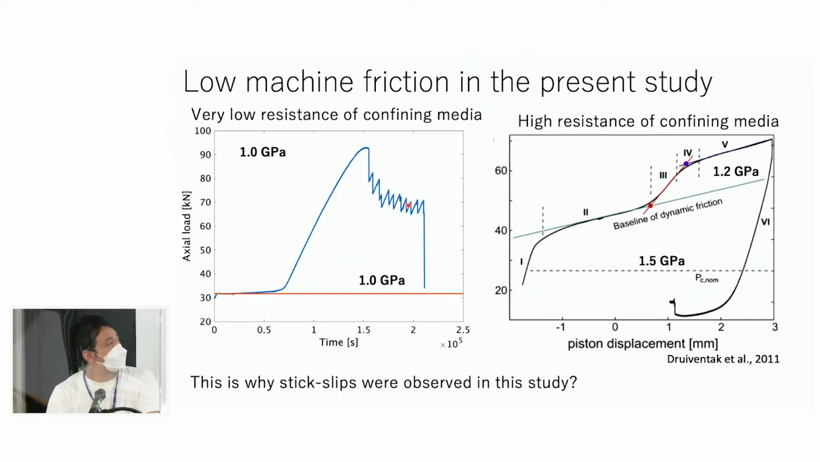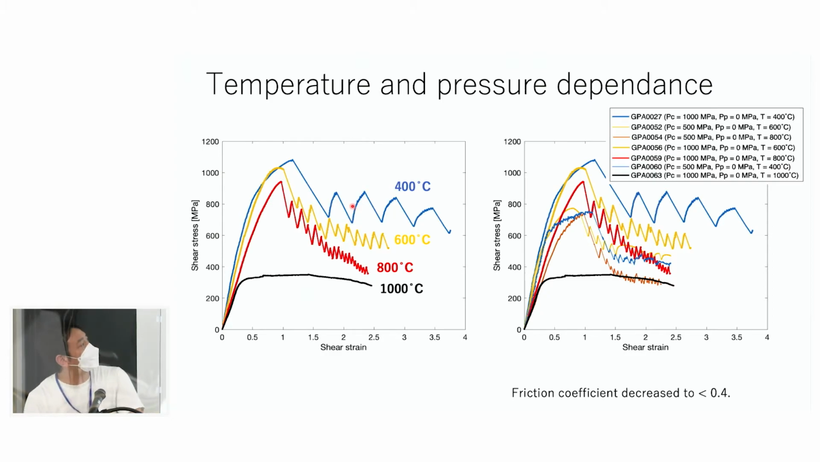We ran similar experiments with different temperatures and different pressures, and these are typical results. The samples are all San Carlos olivine. At 400 degrees C, we have a big stick-slip event like this. Even at 600 degrees C, which I showed previously, we have stick slip. Even at 800 degrees C, we also have stick slip. At 1000 degrees C, the behavior totally changed, and now we have stable sliding like this.